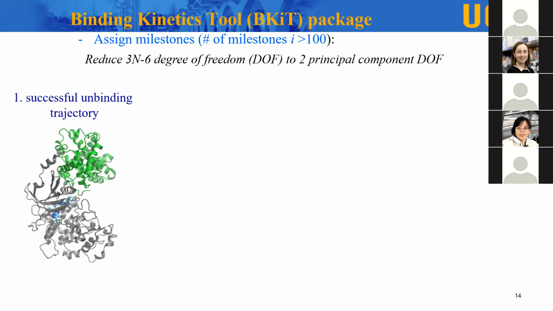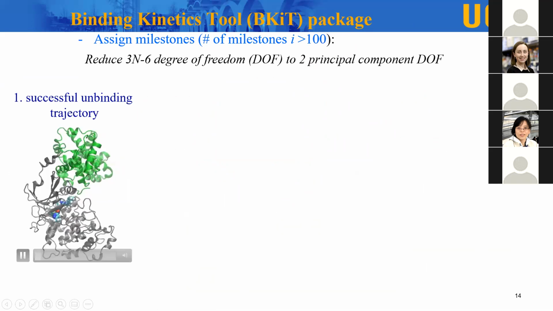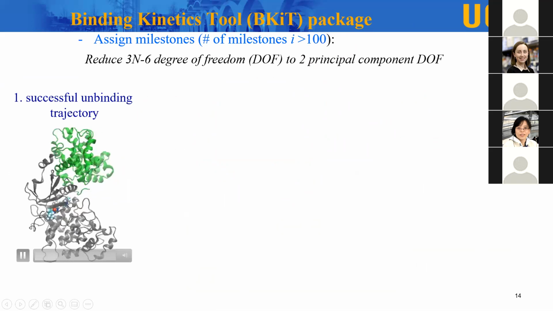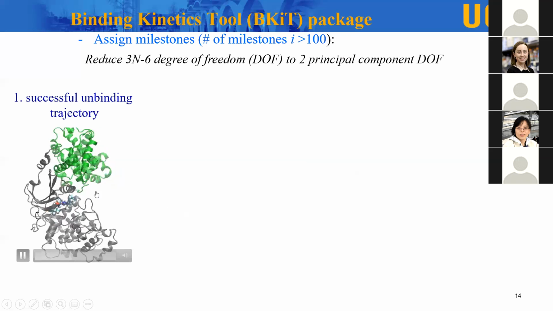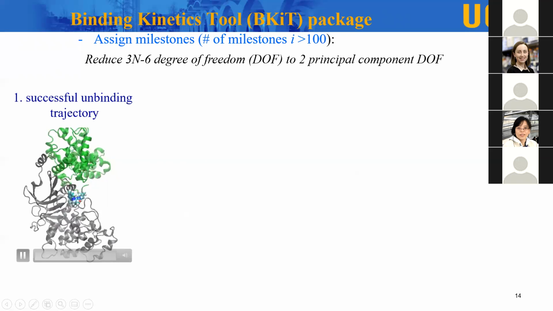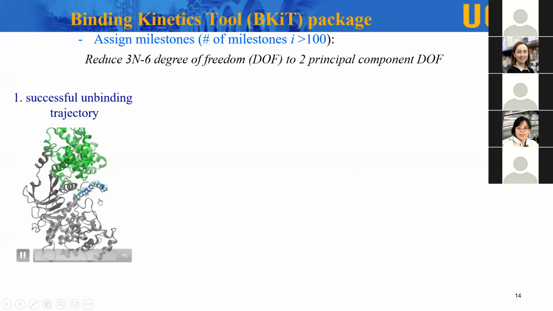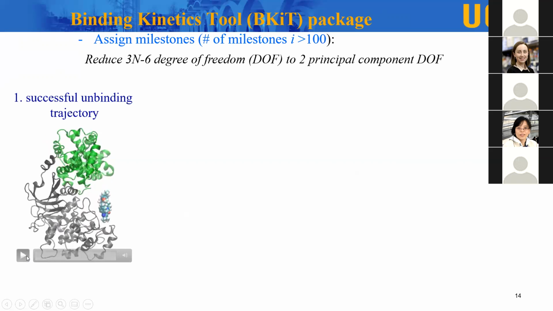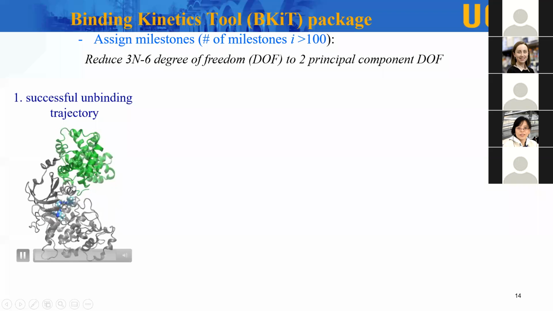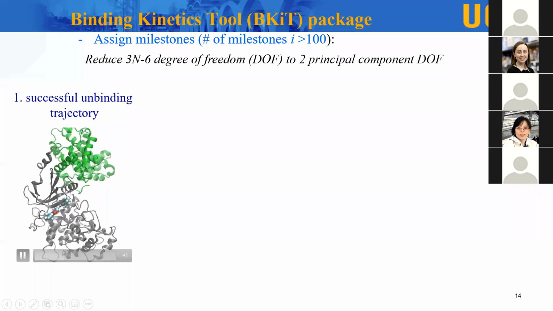So can we do this for our system? Theoretically speaking, yes, maybe. But in reality, if you look at the unbinding trajectory, you can see that manually assigning an interface or milestone along that will not work. Because if you look at the system, you see the ligand, when it's dissociating, everything is jiggling. I did not turn on sidechain because it's too busy.